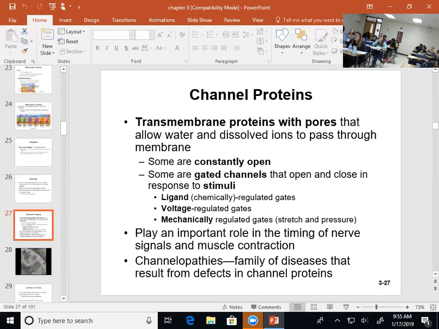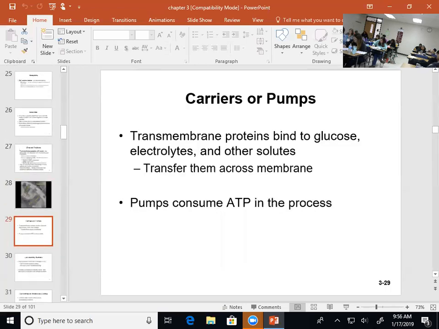So what I want you to know is there's an entire family of diseases that result from these channel proteins. Because didn't we say all disease is really at this molecular level? Right. So anyway, just so you realize that. Some are going to act as pumps and carriers. Let me give you an example of a disease that is going to be associated with one of these pumps.